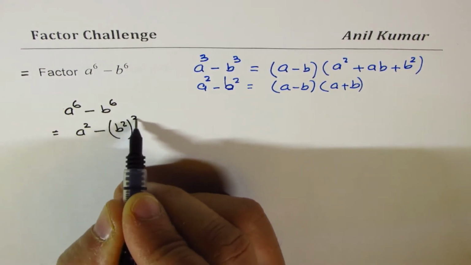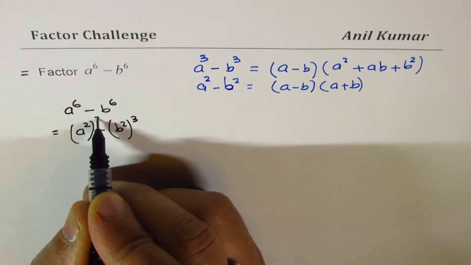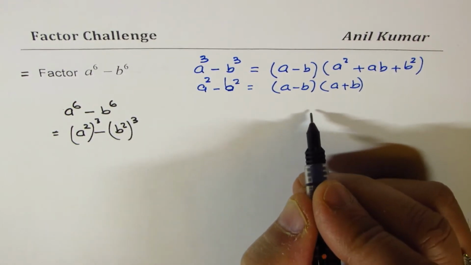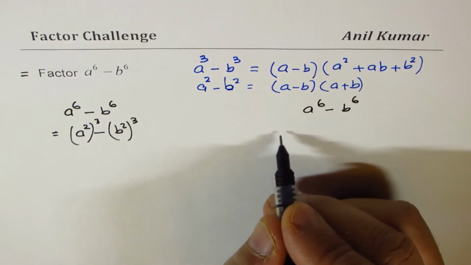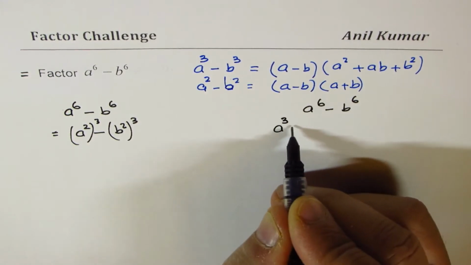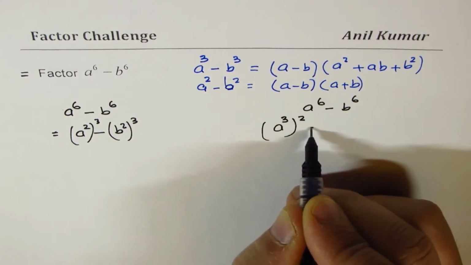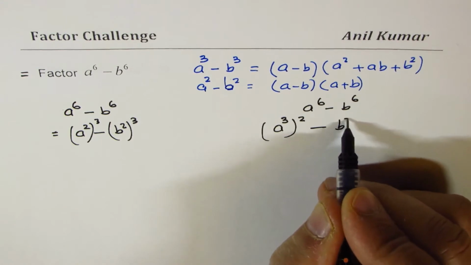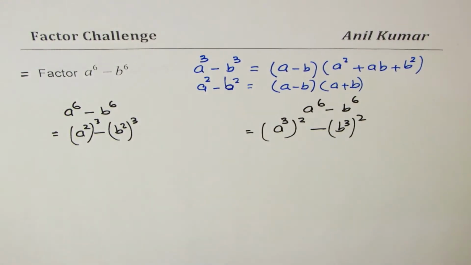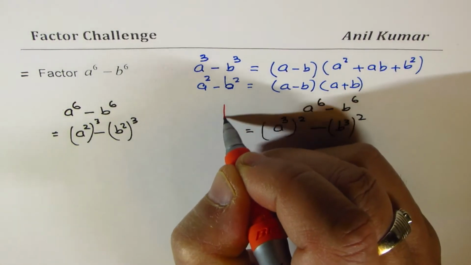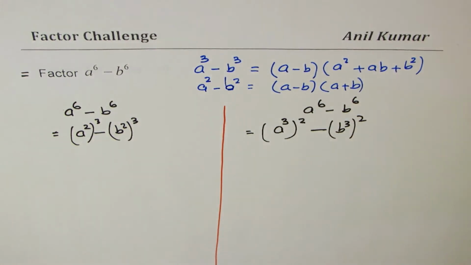Let me write this as cube first, right? Or I could write a to the power of 6 minus b to the power of 6 as a cube whole square minus b cube whole square. So both give you the same power, that is 6, right? And both may give you the same result. What do you expect? You expect the same result, right?